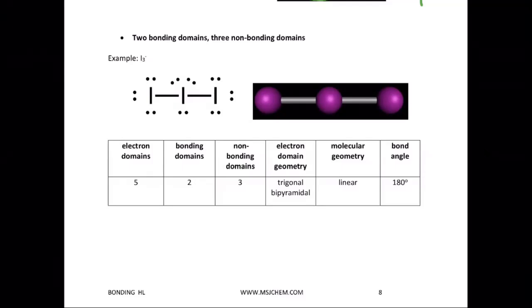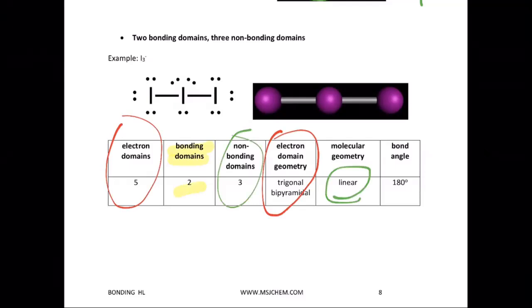Again, we're not changing the total electron domains. There's still 5. So technically it's still trigonal bipyramidal for the electron domain geometry, if I'm counting all of the electrons, bonding and non-bonding. But if I look at bonding, I only have 2 bonding domains now. The non-bonding is 3 because there are 3 lone pairs. And so that makes it now linear.